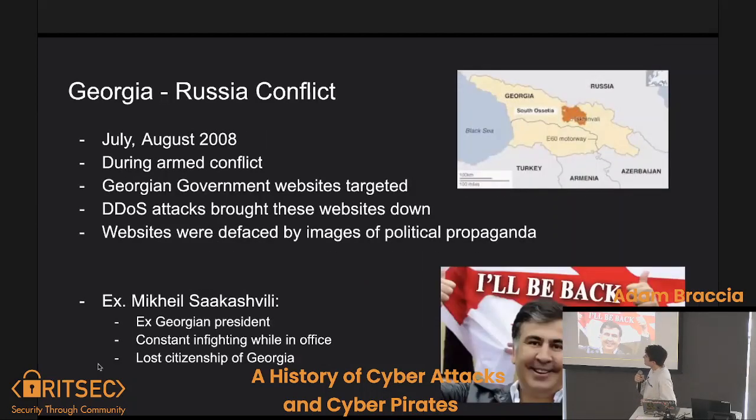One of the next cyber involvements in war was the Georgian-Russian conflict in August 2008, during an ardent conflict between Russia and Georgia. The Russian individuals, it was not the Russian government, they denied that, targeted the websites and brought them down with denial of service attacks, and they defaced some of the websites with political propaganda.